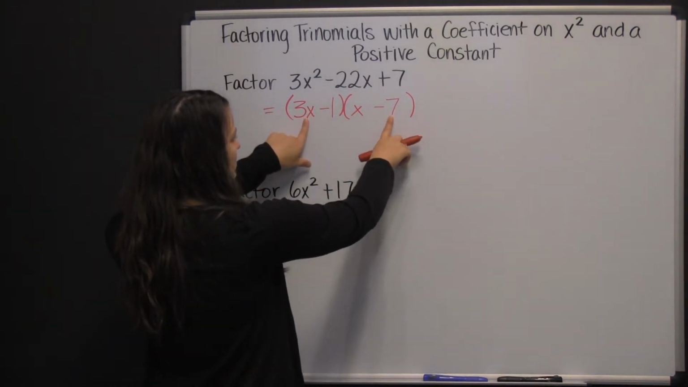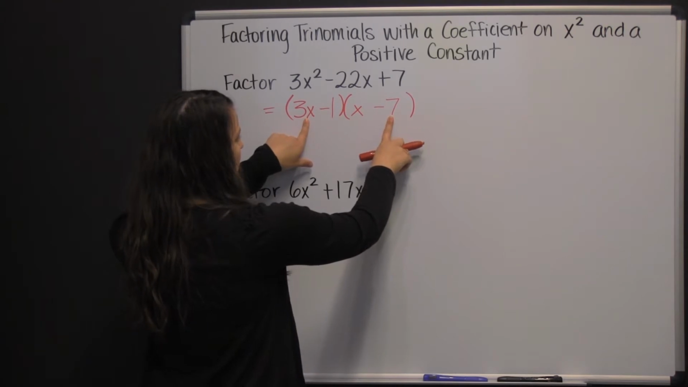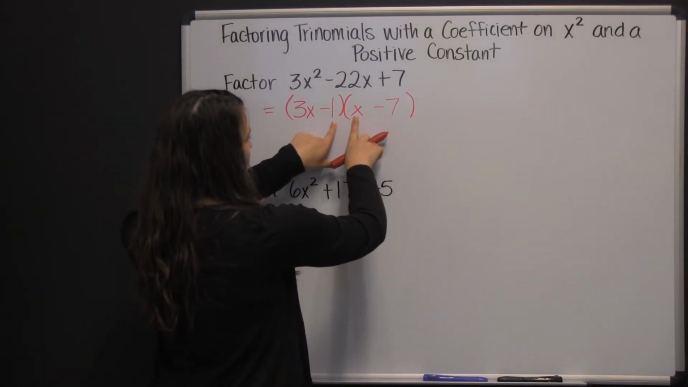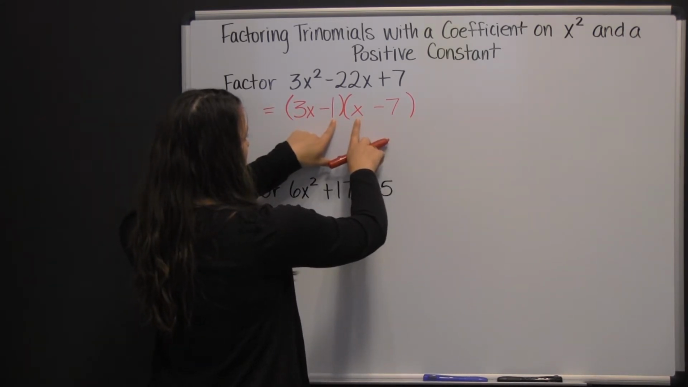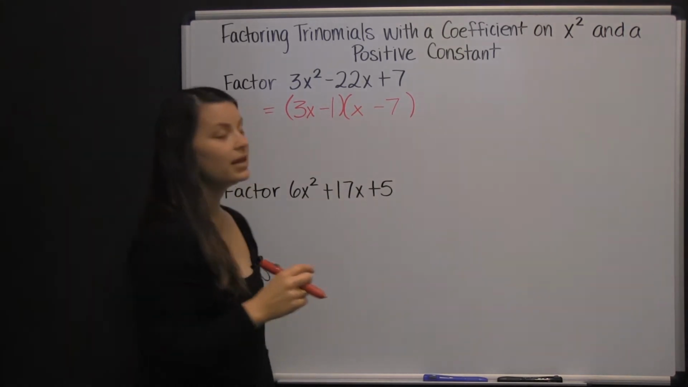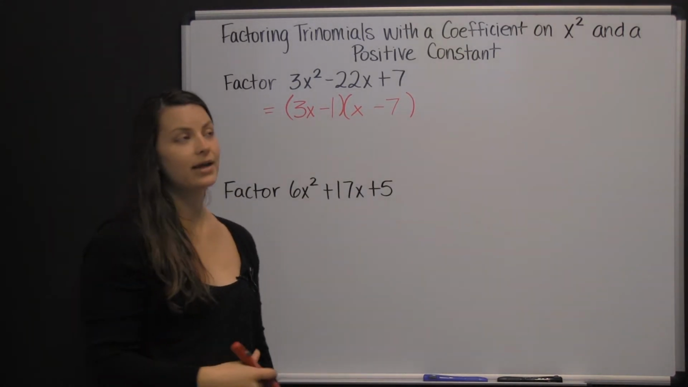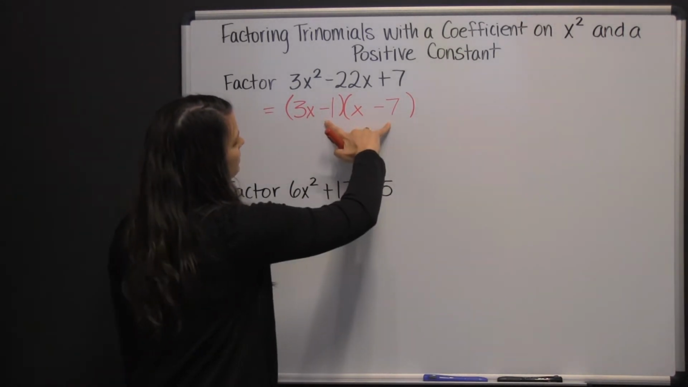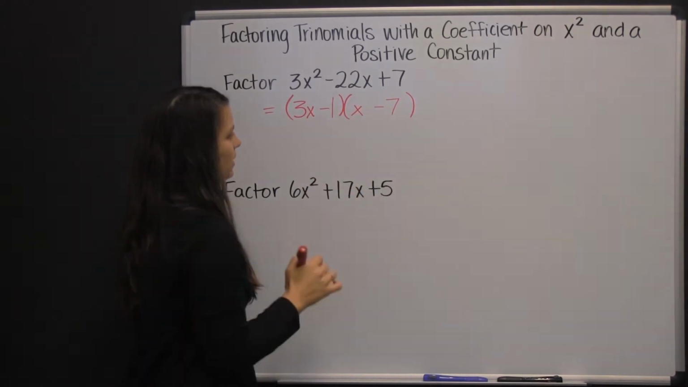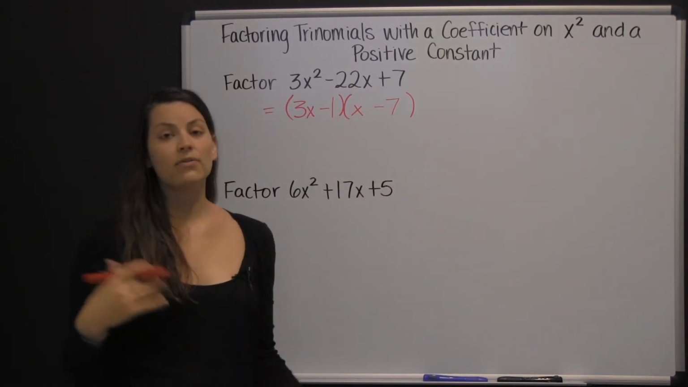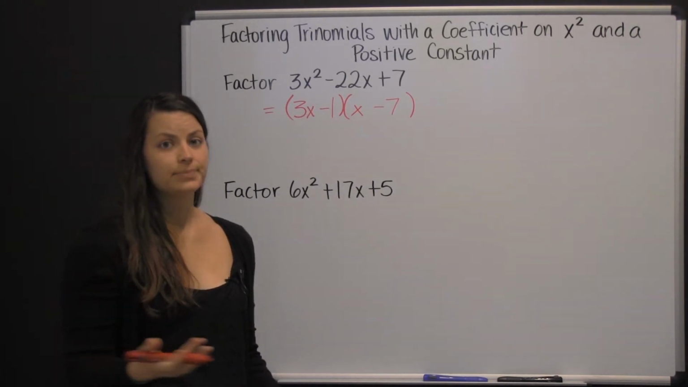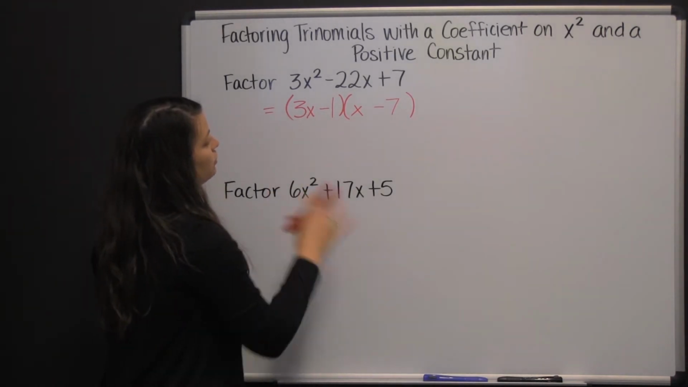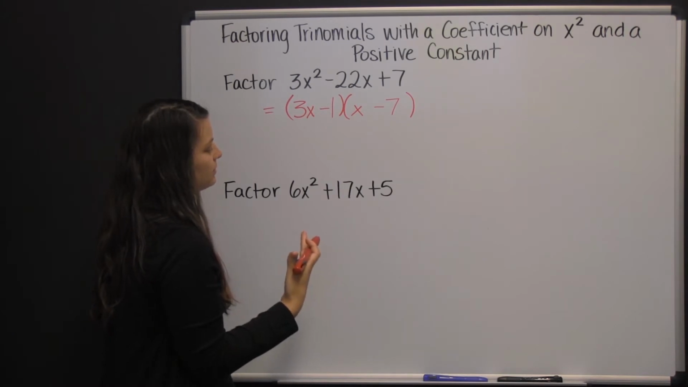Because 3x times negative 7 is negative 21x, negative 1 times x is negative 1x, and negative 21x plus negative 1x is your middle term, negative 22x. And negative 1 times negative 7 is positive 7. Now, of course, you can multiply those binomials together to check and make sure that you've put all the factors in the right place.